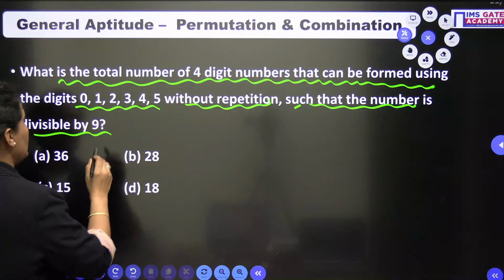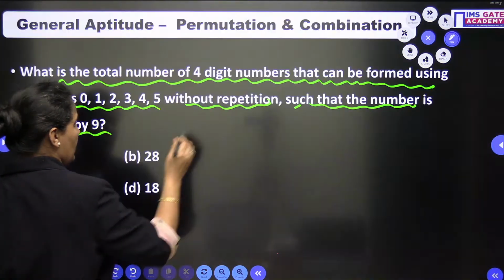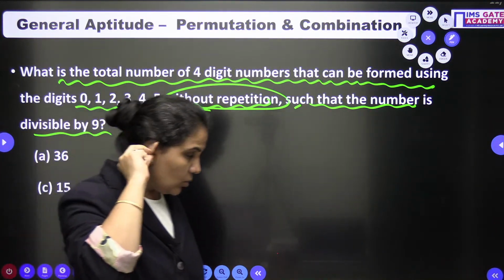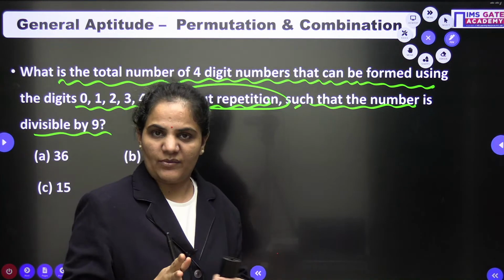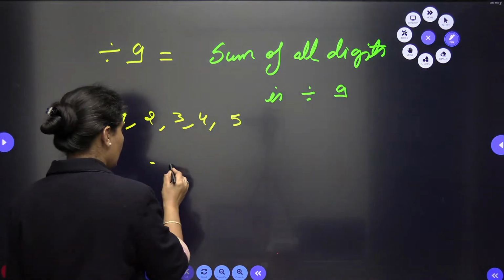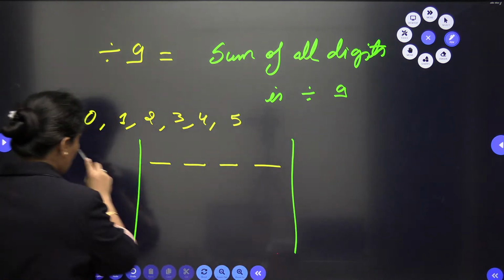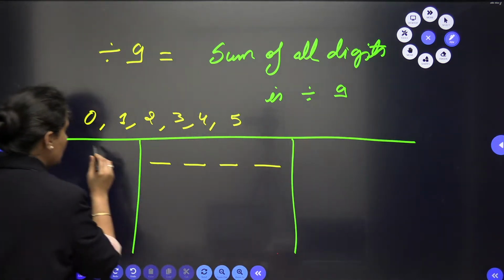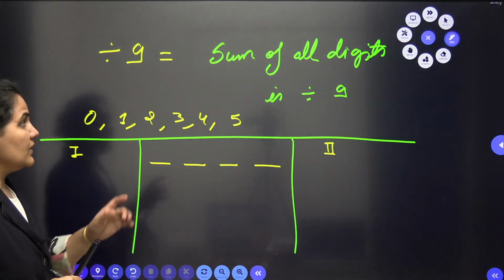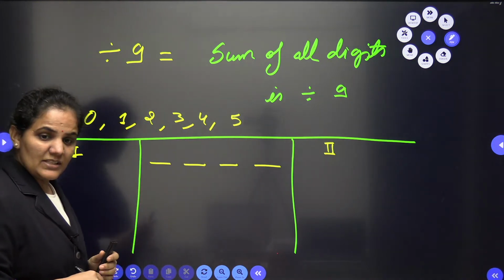So here it is given to me which numbers? 0, 1, 2, 3, 4 and 5, right? And as repetition is not allowed, there are now only two possibilities, means two sets we can take. For making a 4-digit number, I can go with the two sets only. Among the two sets, I will write down here, because I need the sum to be divisible by 9.